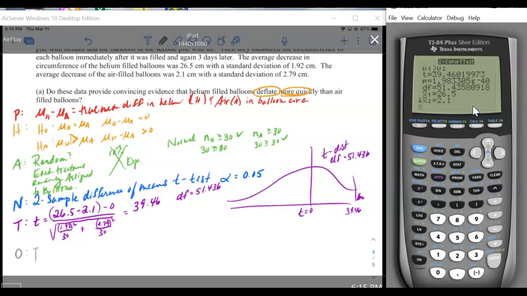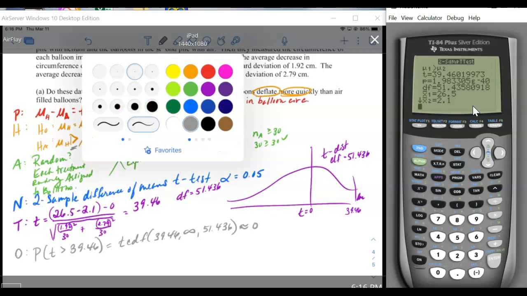Okay, so next thing is we need our probability statement. So obtain a probability statement. The probability that t is greater than, again, I'm looking back at the alternative hypothesis, t greater than 39.46 is going to be the same thing as doing t CDF from 39.46 to infinity. And then we would also have to tell it that it is a degree of freedom of 51.436. Okay, and that's going to give us our p-value, but we already know what that is. It's already on our screen. It is essentially 0. So I'm just going to write essentially 0. That's just approximately 0.